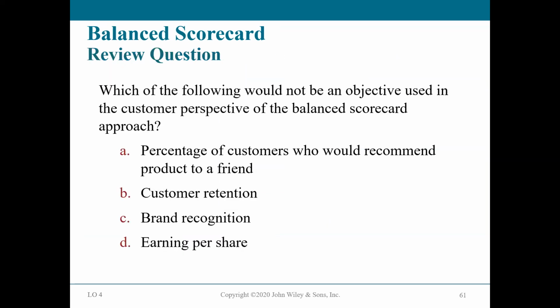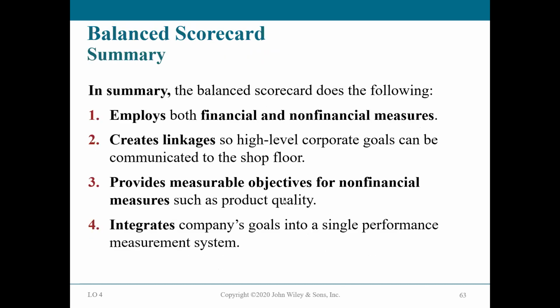So a little question then, which of the following would not be an objective used in a customer perspective of the balanced scorecard? So remember, then the customer section, percentage of customers who would recommend product to a friend. Yeah, customer. Customer retention, that's customer. Brand recognition, well, you'd only find that out by customer. Earnings per share, that's not customer. That has to do with finance. Oops, I jumped, I apologize.